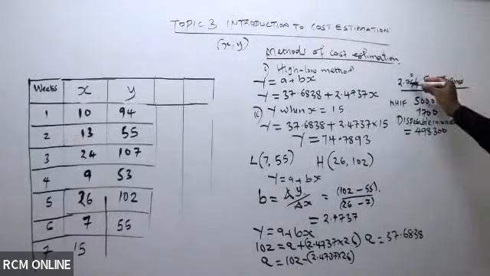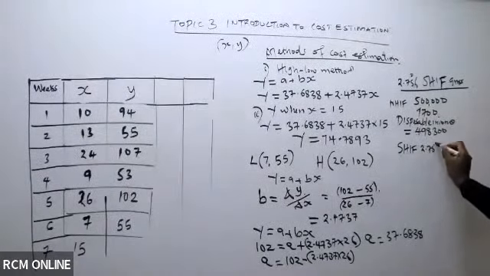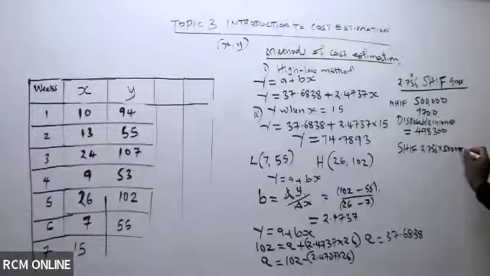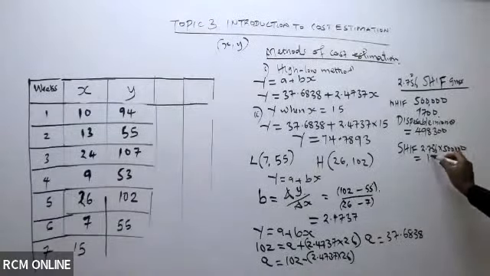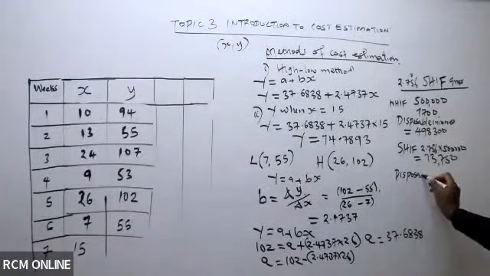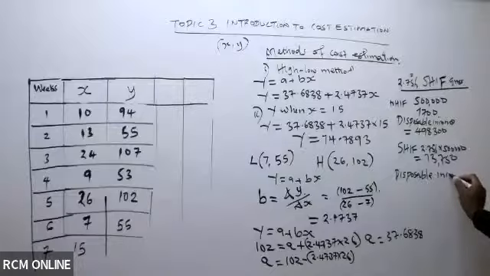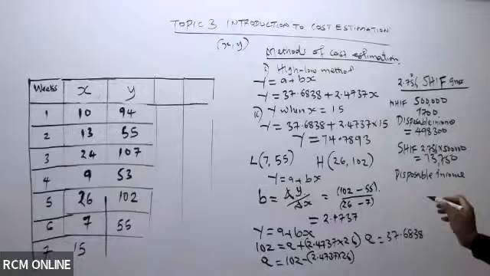Good. After implementation of 2.75%, so we now have SHIF, which is 2.75% of your 500,000. What will we have? How much will be deducted? 13,750. Disposable income, assuming that it is the only deduction. Disposable income, 486,250.